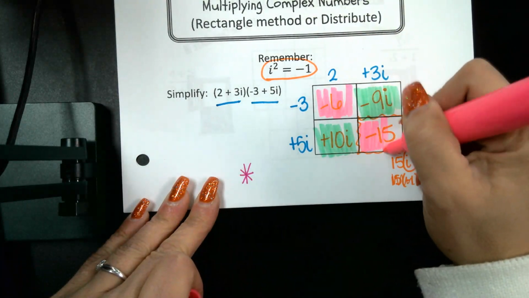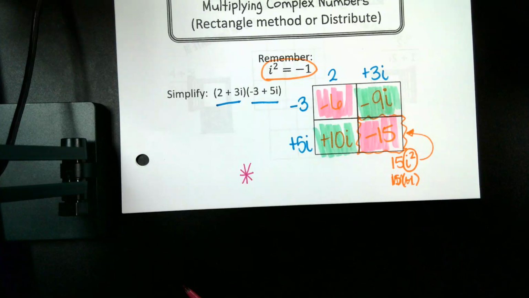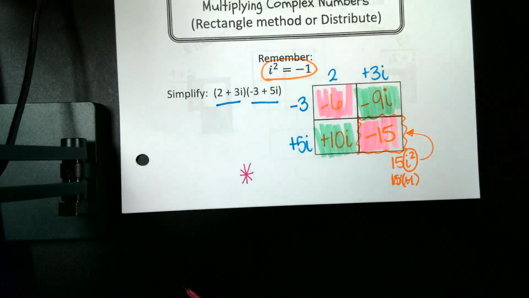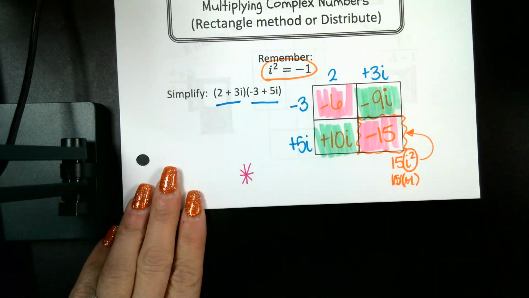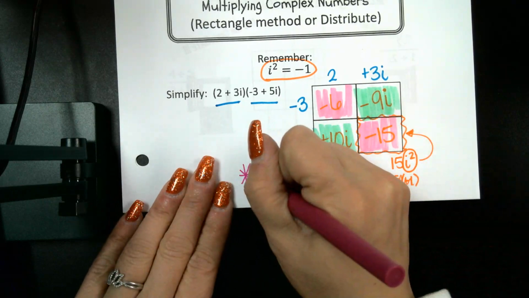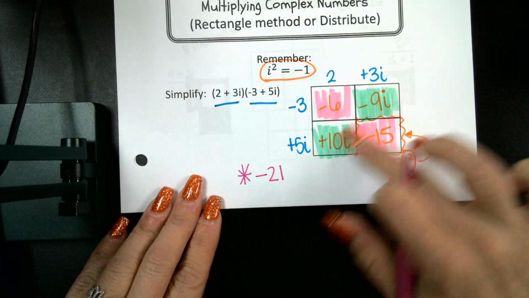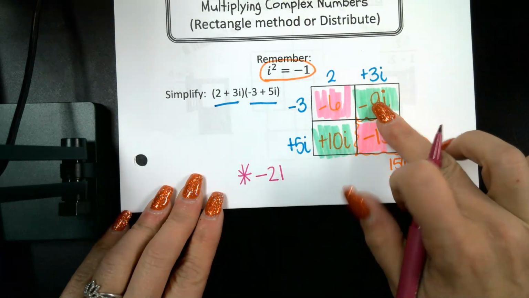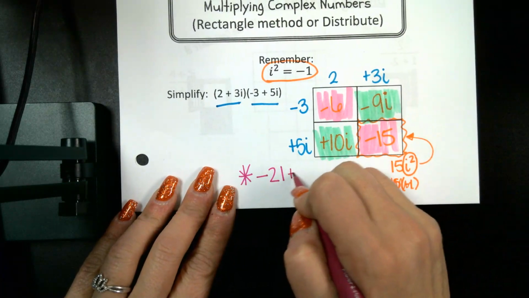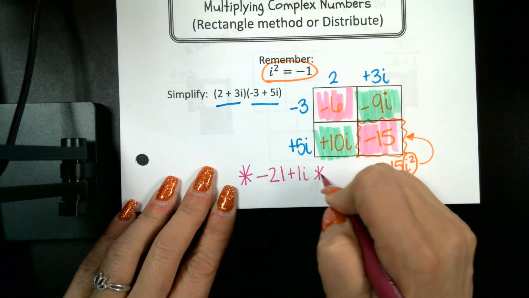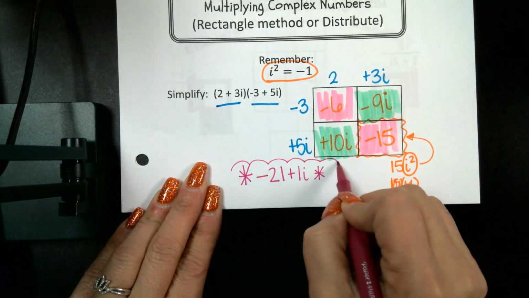I always add my two constants together because that's the real part, and that's supposed to go first. So I would do negative 6 plus negative 15, negative 21. And then I would do these two, so 10i minus 9i is a positive 1i. Now that one's done.